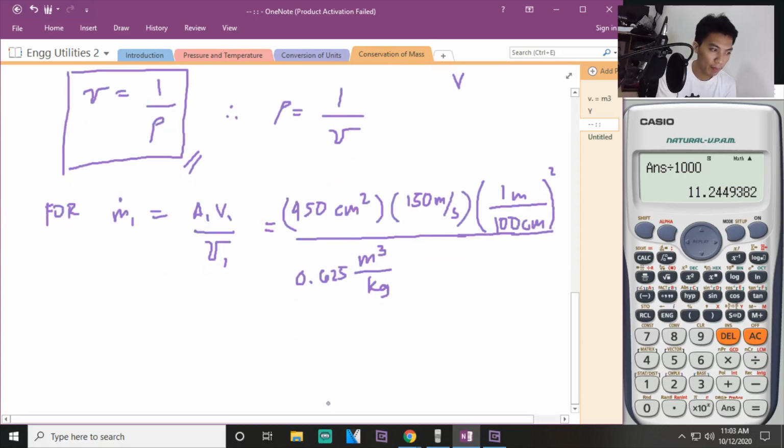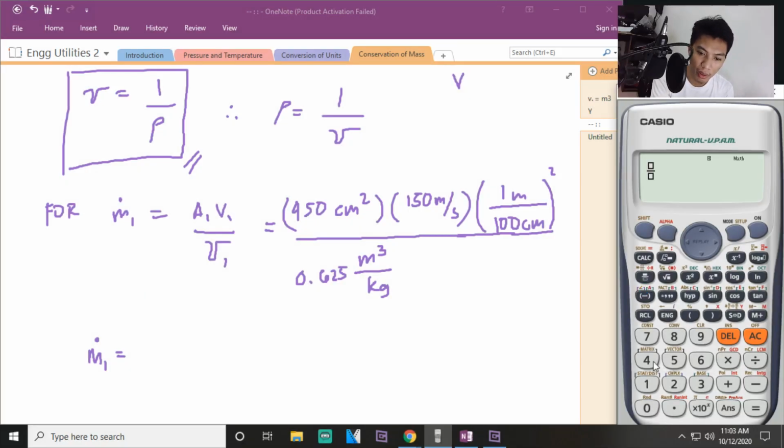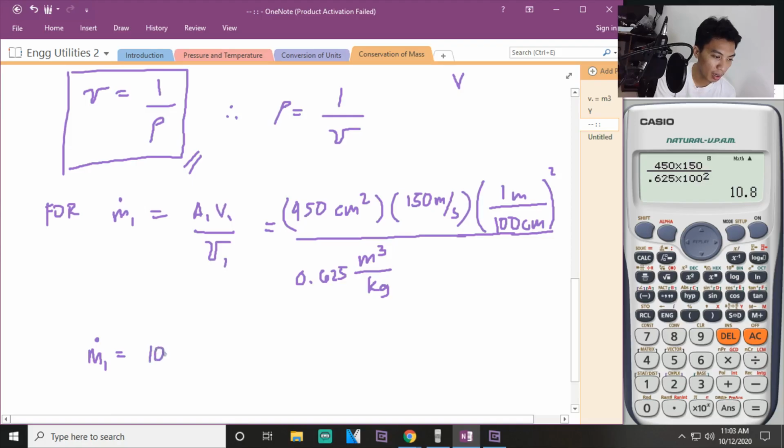Okay? So, M1 will be, calculate natin, 450 times 150 divided by 0.625 times 100 squared. So, 54 over 5, 10.8. Anong unit? Cancel to, cancel sa cubic meter, cancel sa meter, cancel sa meter squared. So, this will be kg per second.